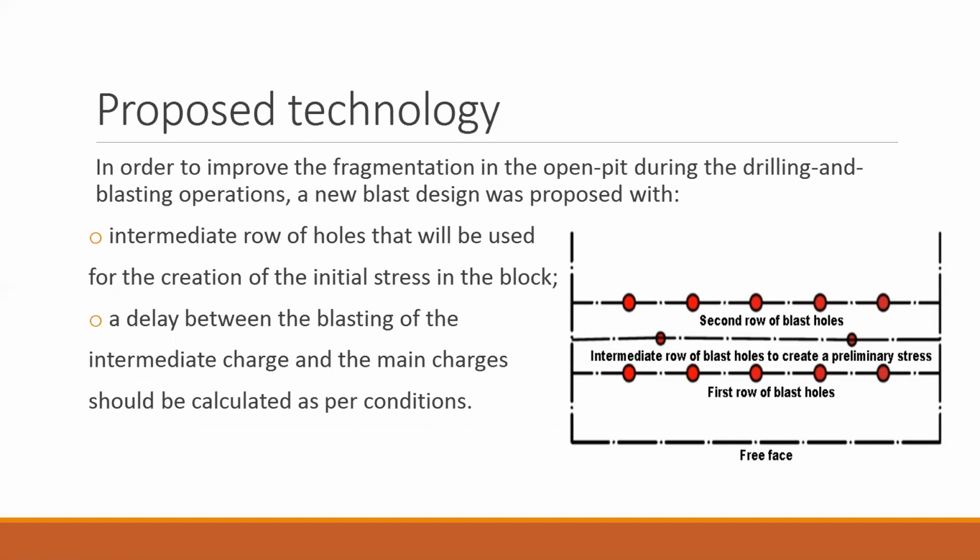And what we have proposed is to drill an intermediate row of blast holes in the centers of the blocks and create so-called initial stress in the block. So basically, that would mean that we would blast these holes before the main charge would be blasted. We have done some calculations so that the blast of these holes would not affect the remaining charges in the block. Again, details you can read in the article.